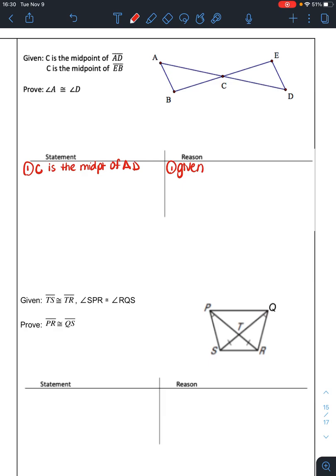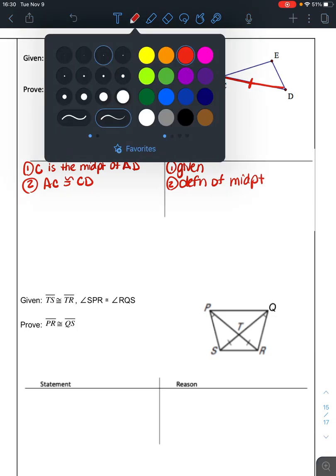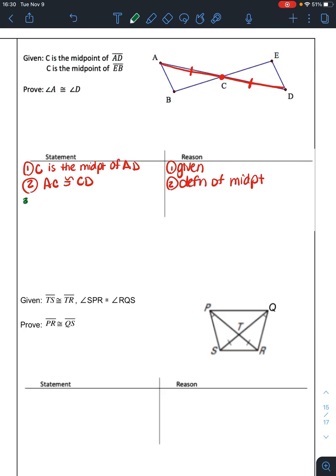I'm going to write this in a few more steps than maybe you might write it. You could write this given all in one statement, but I'm going to show you how I like to write it. So C is the midpoint of AD. So C is in the middle of AD. What that tells me is that AC is congruent to CD. And that is because it's the definition of midpoint. That's what midpoint means.